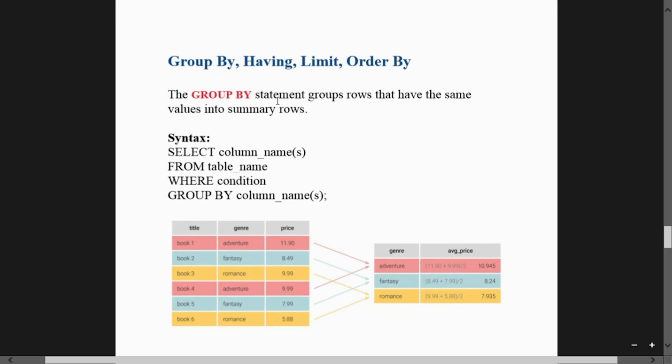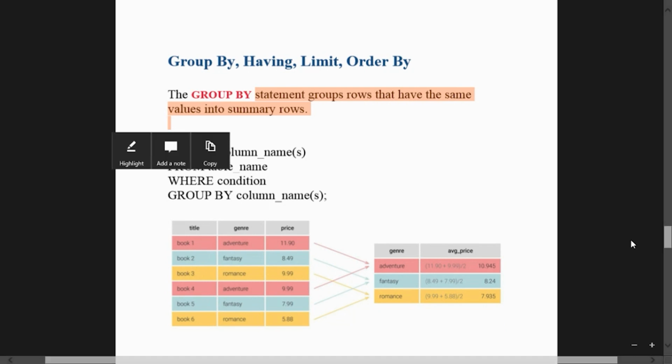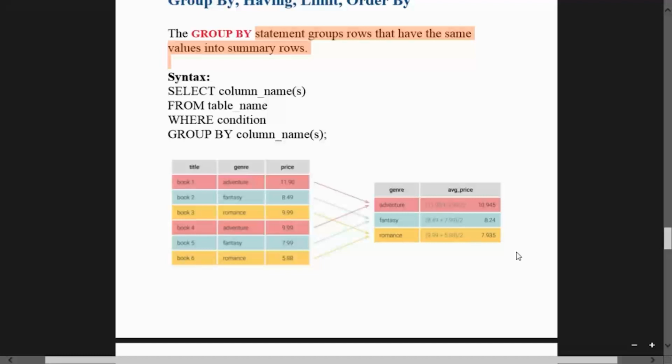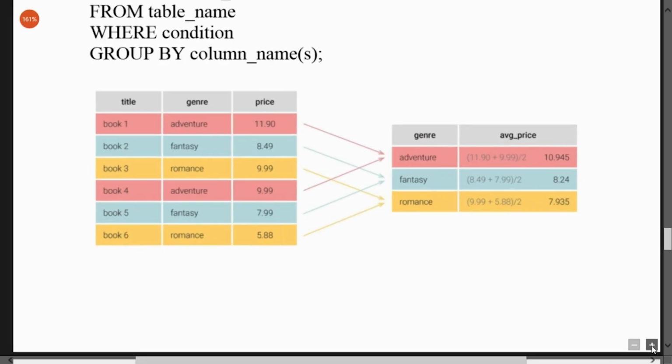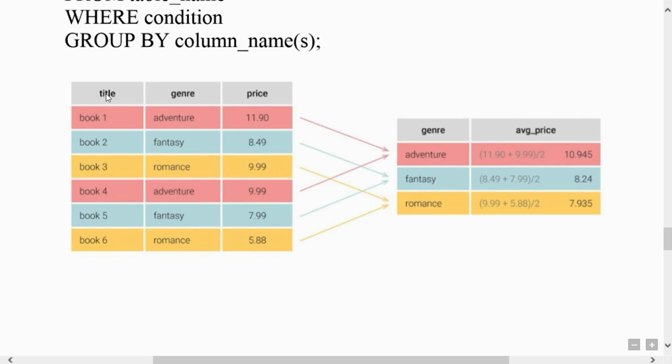So the group by is a statement which groups rows that have the same values into summary rows. See, in this example, we have three columns. Let me zoom in. So we have three columns. First is the title, then the genre, and the price. So what group by will do is, if you can see, the genre has three types: adventure, fantasy, and romance. So it will aggregate the data. It will group the data based on the genre.